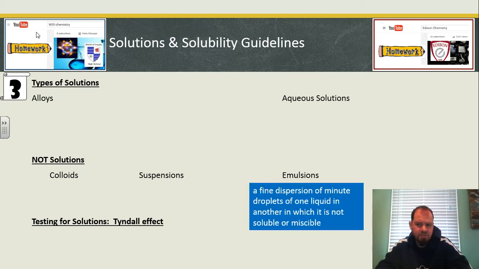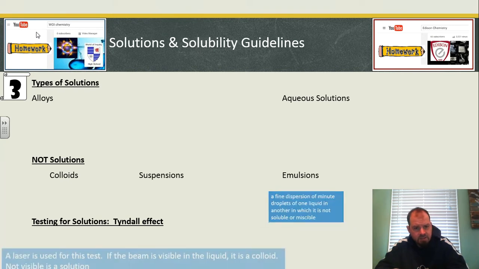And then emulsions, this is a lawyer statement here just to let you know that they do exist. I think mayonnaise is an emulsion, but I'd have to verify that. One of you guys have a Google machine, you can tell me. But I know Kodak was big on emulsions, and that means nothing to you. But again, not true solution, fine dispersion of minute droplets of one liquid in another.